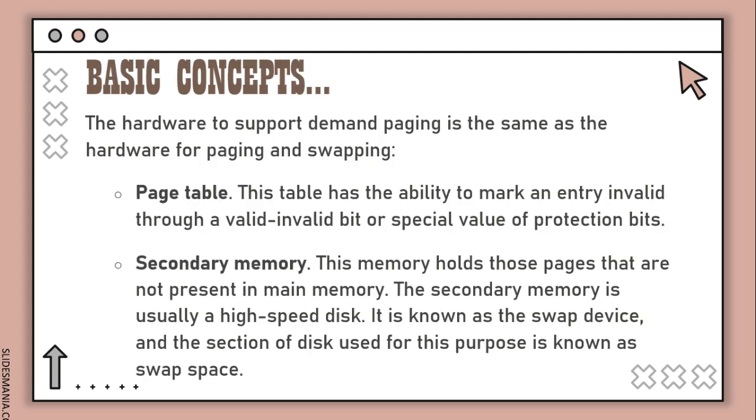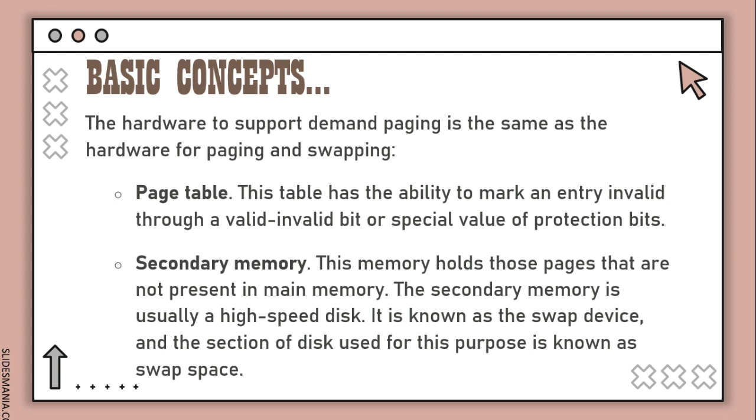The hardware to support demand paging is the same as the hardware for paging and swapping. The page table has the ability to mark an entry invalid through a valid-invalid bit or a special value of protection bits. Secondary memory holds those pages that are not present in main memory.